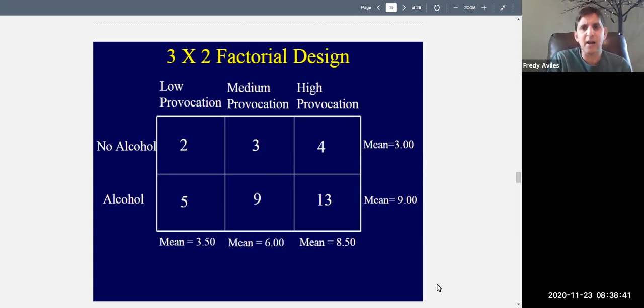Okay, that's what I mean by an interaction. An interaction basically means the answer is it depends. And it depends always means that it depends on more than one thing. Okay. It basically means it's complicated.